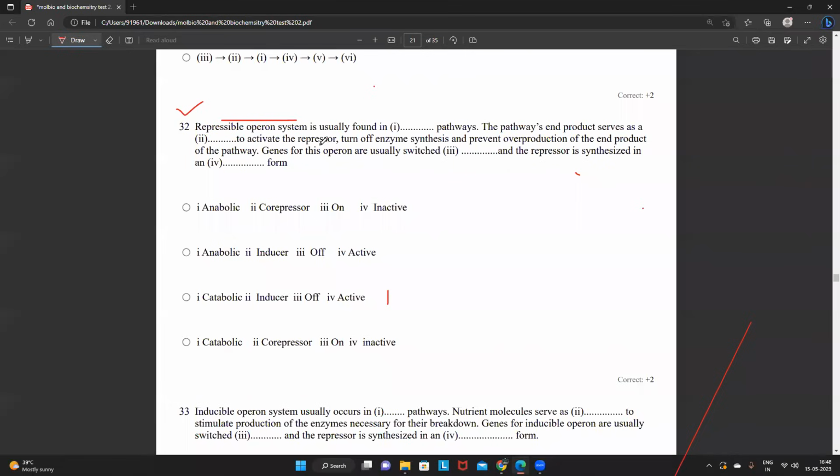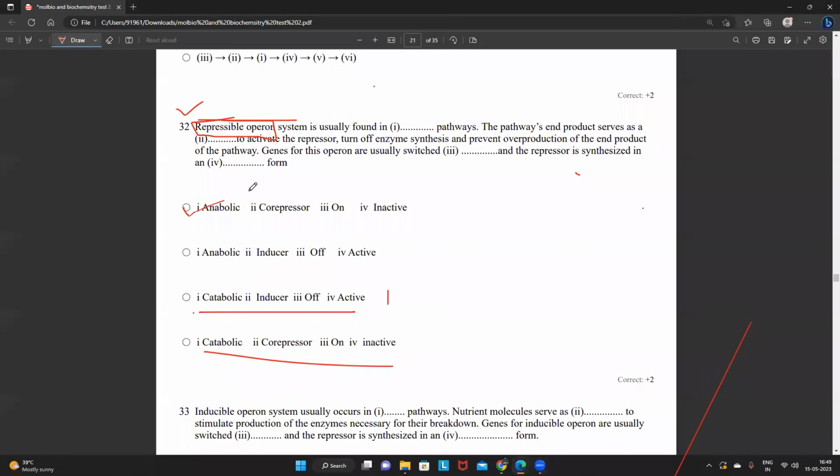Now you tell me. Here they said repressible operon. So which options can I eliminate here among these four? By understanding this line itself, which options can I eliminate? Easily, I can eliminate option 3, and I can eliminate option 4 also. Now, friends, there are only two options left.